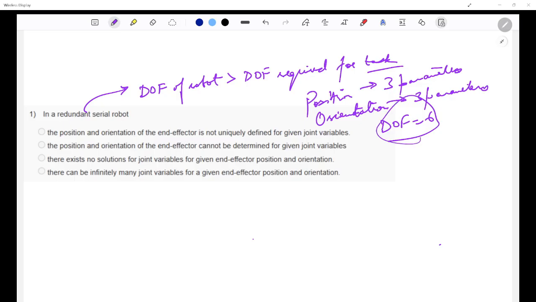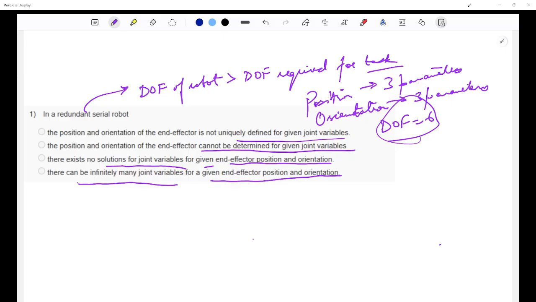Okay, so the question here is, in a redundant serial robot, the position and orientation of the end effector is not uniquely defined for a given joint variable. The position and orientation of the end effector cannot be determined for given joint variables. There exists no solutions for joint variables for given end effector position and orientation. And there can be infinitely many joint variables for a given end effector position and orientation. Do you guys want to give a try? I think D. Yeah, good. That's the correct answer.